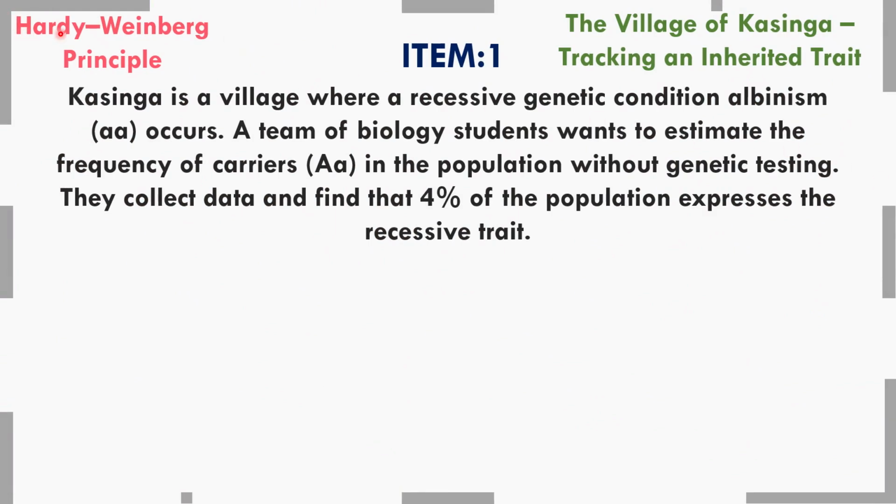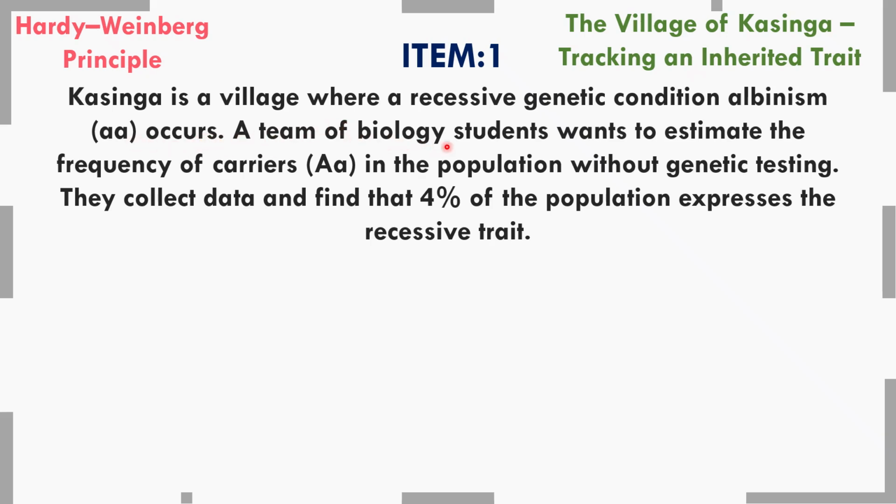We are on the Hardy-Weinberg principle. We shall emphasize the village of Kasinga, tracking an inherited trait. Item 1. Kasinga is a village where a recessive genetic condition, albinism, small a, occurs.